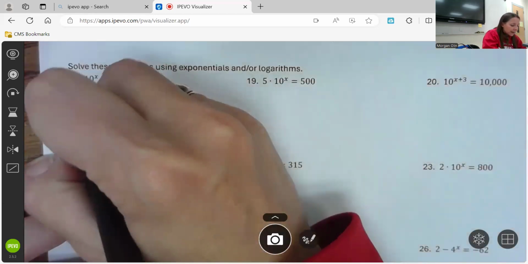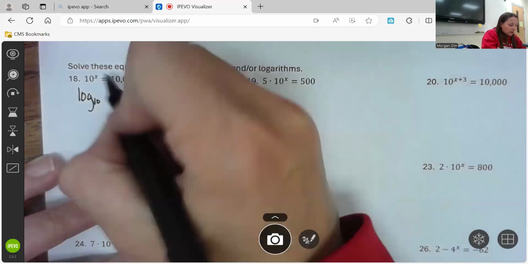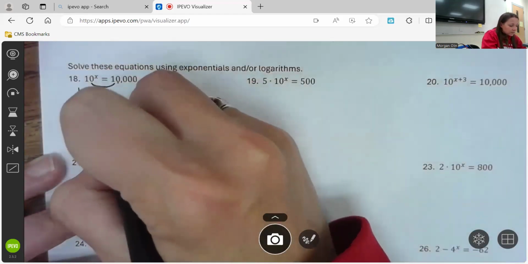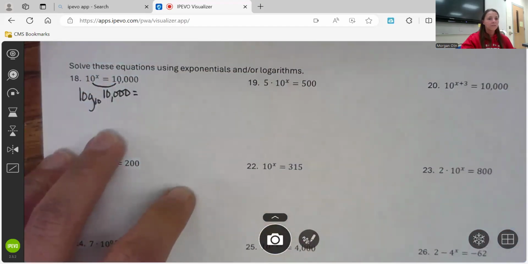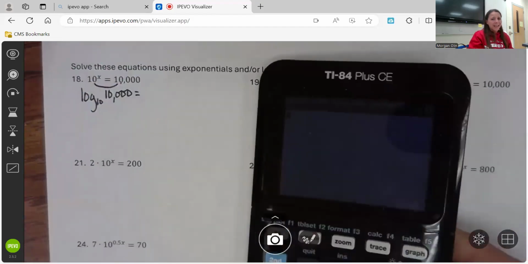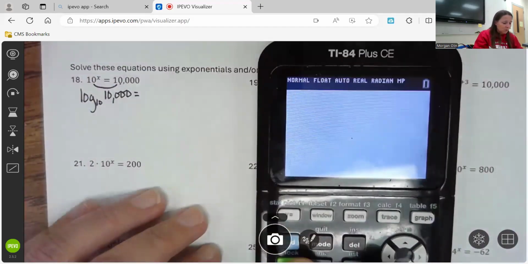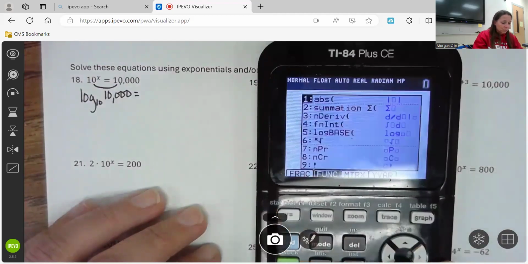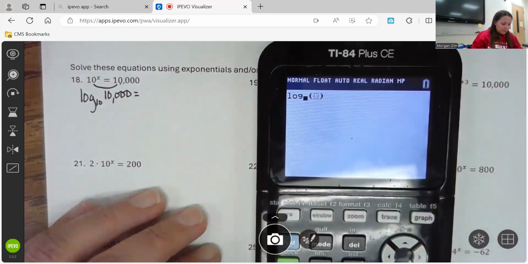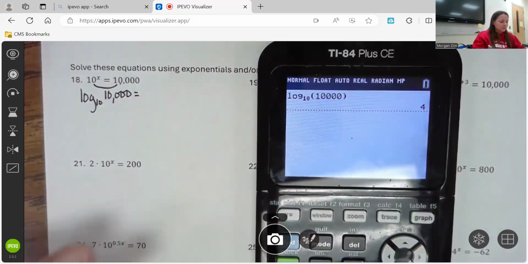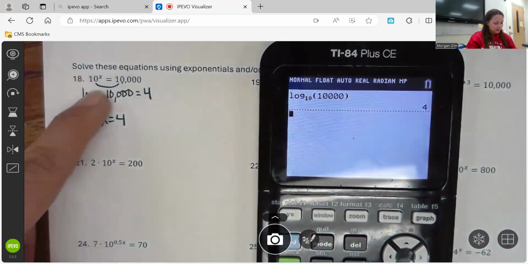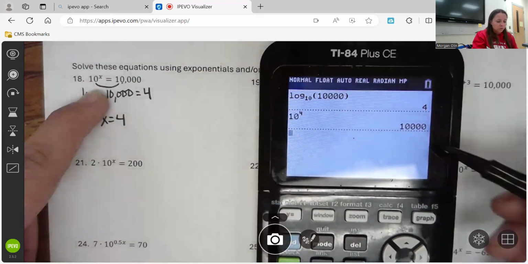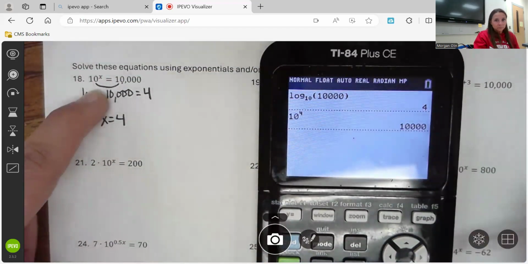When it's written like that, 10 is our base, and then you say 10,000 equals. Well, we just talked about how to put logs in. I'm just going to use this calculator right here so I don't have to keep going back and forth. Alpha y equals, scroll over 1, and we do number 5, and I put in 10, and then 10,000 like that. And the answer comes out as 4. So here, x equals 4. And if I double check, doesn't 10 raised to the 4th power equal 10,000 right there? And it does.